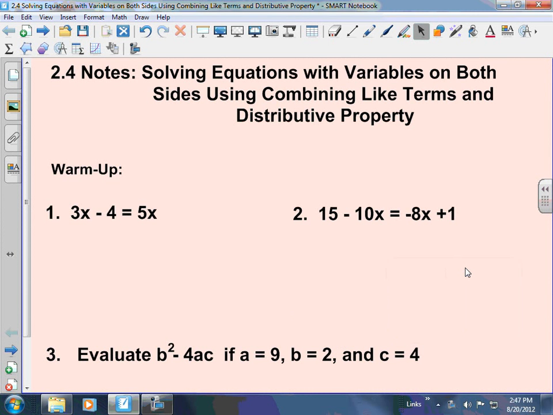Okay, lesson 2.4. We're going to solve equations with variables on both sides. We're going to use combining like terms and distributive property. This is a review of everything that we have done in Unit 2 thus far. Again, the warm-ups, you need to have them completed, but we're not going to go over them in this lesson.